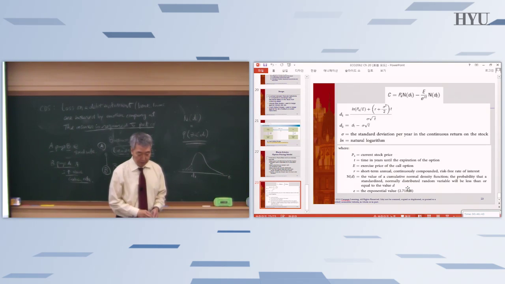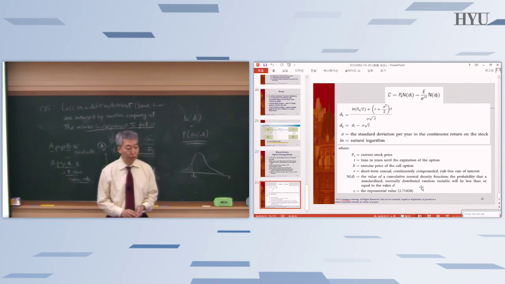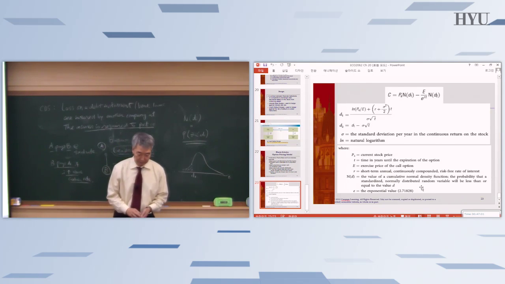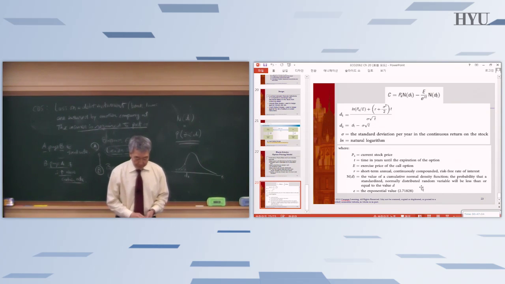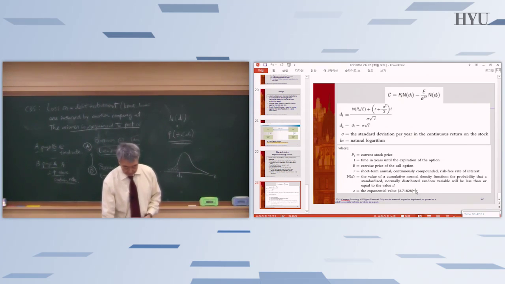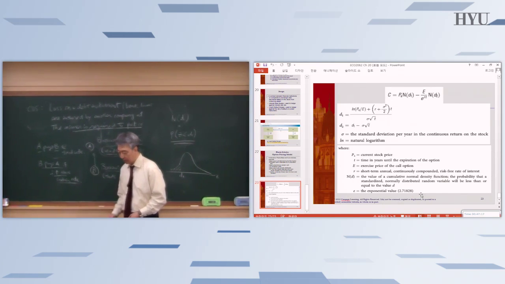So this formula is kind of formidable, and I'm not asking you to actually use it. You don't have to. There will be computer software templates already available, so you're going to use the computer software to calculate this option price. Oh, e is the exponential value, or what we call the natural constant, 2.71828.